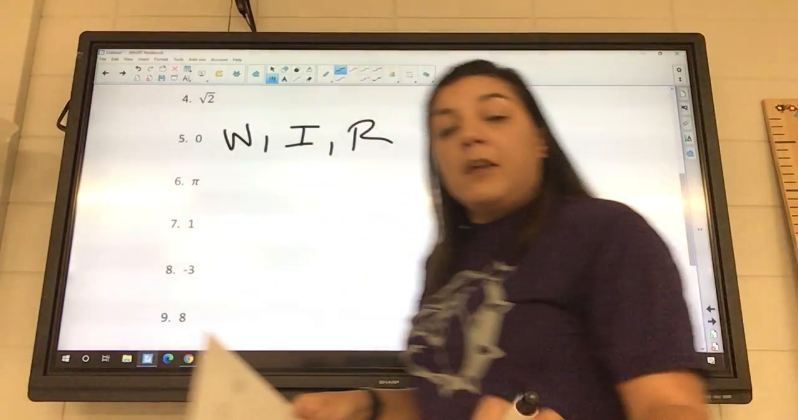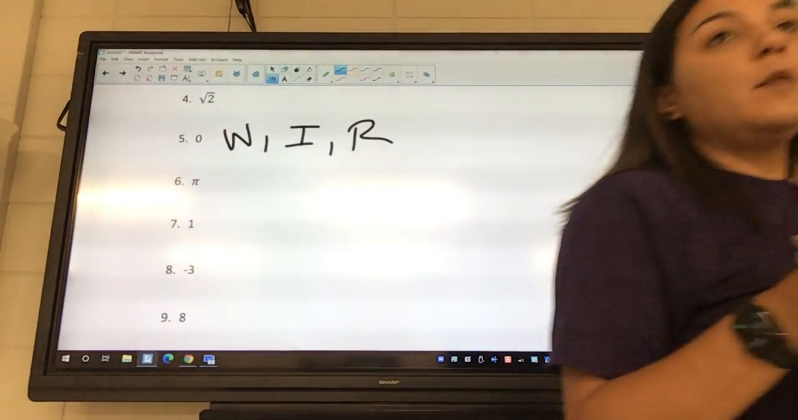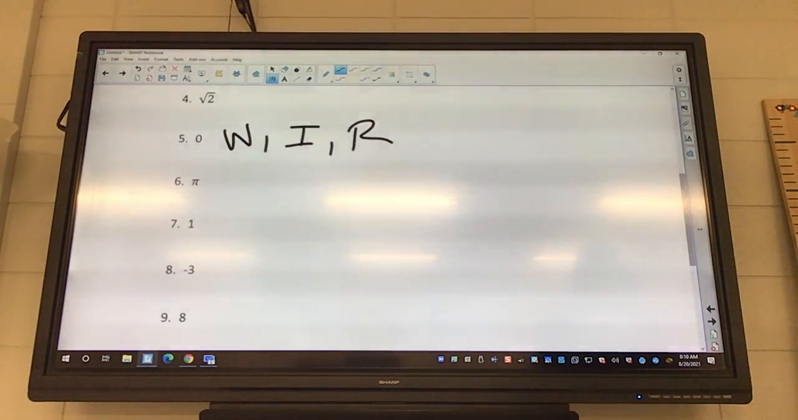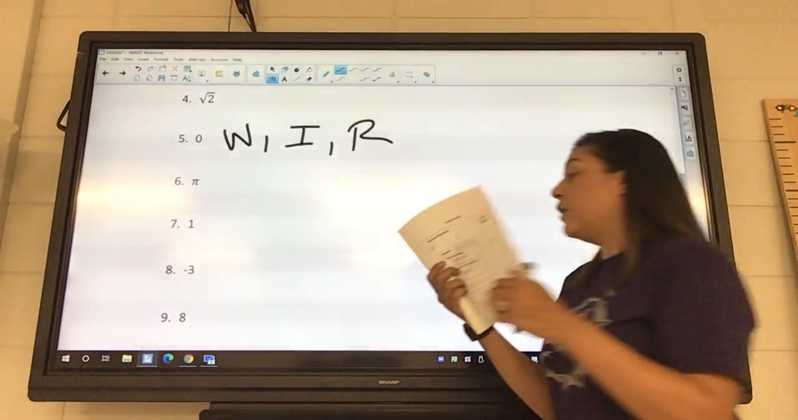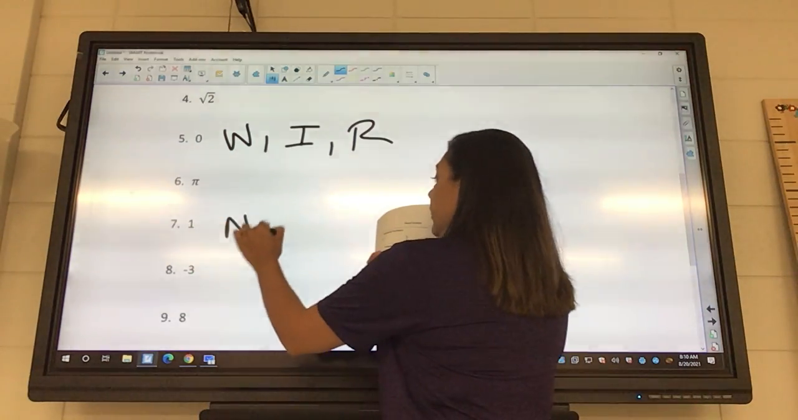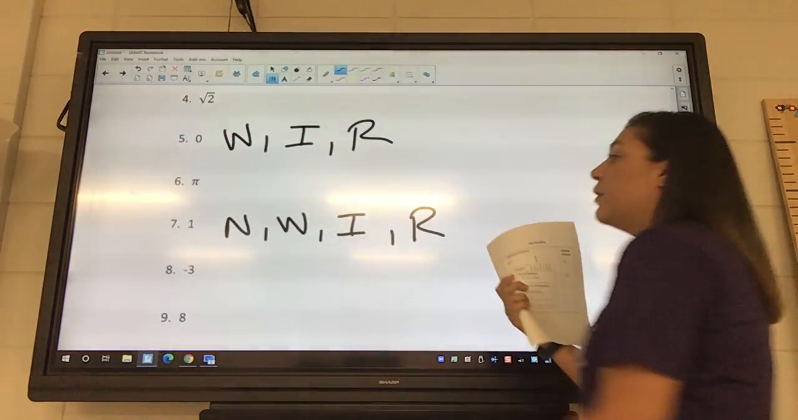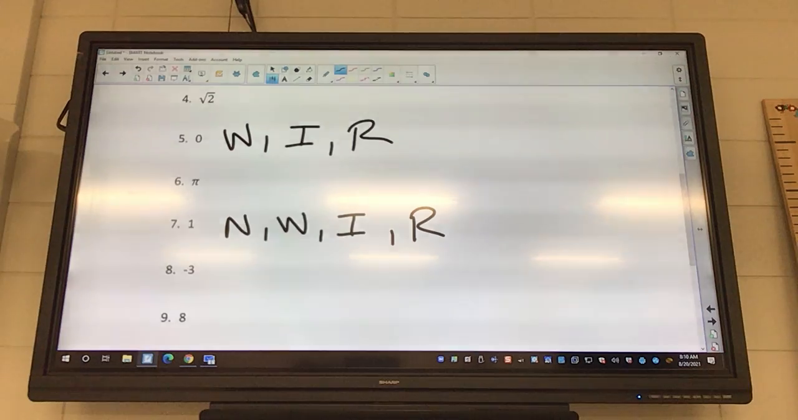Look at 7. The number we're given is a 1. It's a positive 1. Is 1 a natural? Yes, it is. So everything above it is a yes. So it's going to be yes, it's a natural, it's a whole, it's an integer, and it's a rational number. It consists of all 4 numbers.